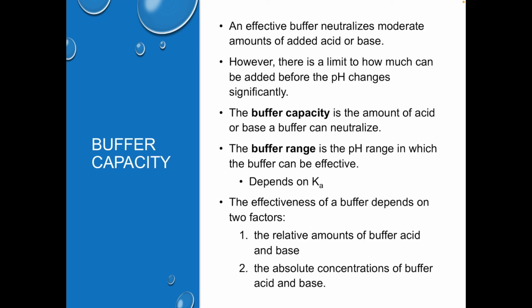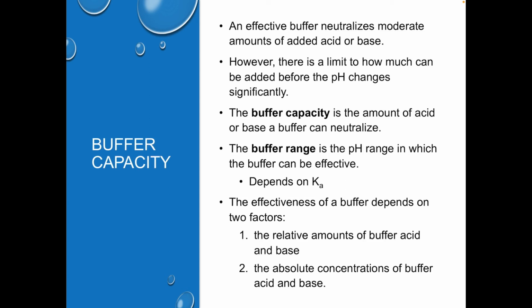All right, just a couple more topics for this. If we're looking at making a really effective buffer, a great buffer would neutralize moderate amounts of acid or base. Not super large amounts, but small amounts of an acid or a base. But like I said, there's a limit to how much can be added before we overwhelm our buffer. So the buffer capacity is the amount of acid or base that our buffer can neutralize before we overwhelm it. You want a really high buffer capacity so that you can essentially absorb the effects of either added acid or base.